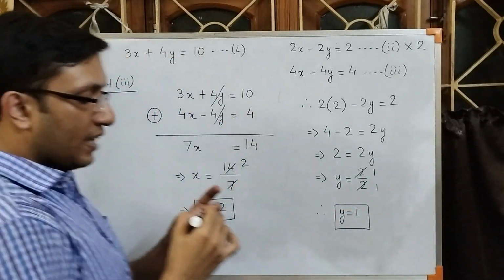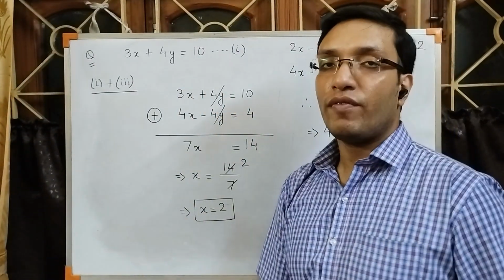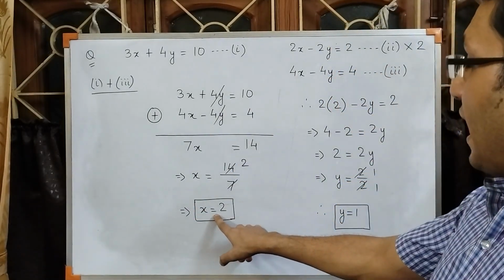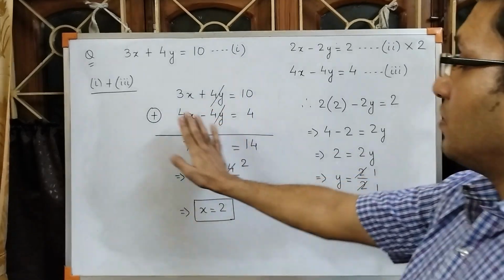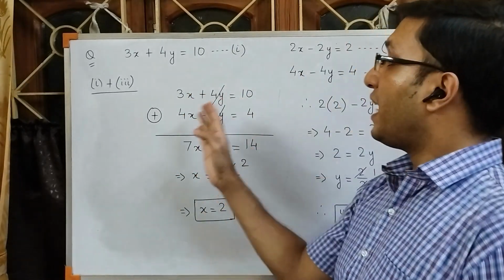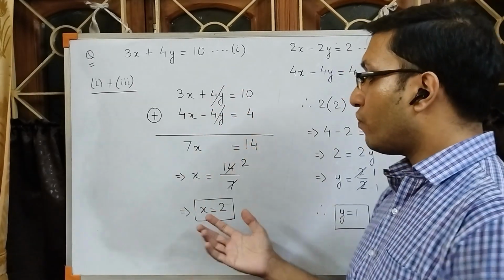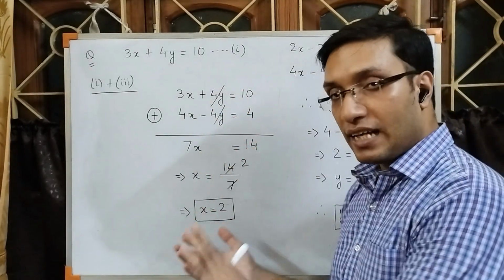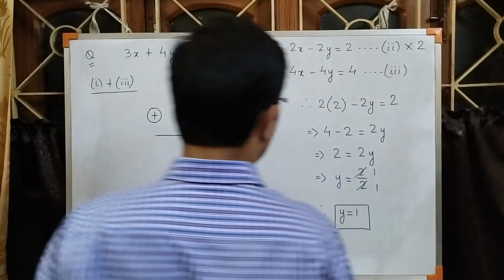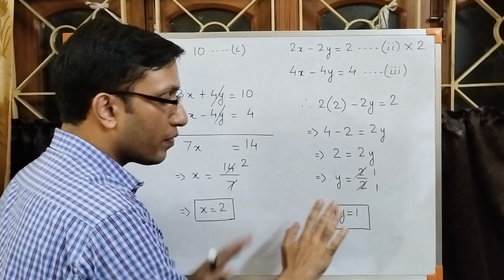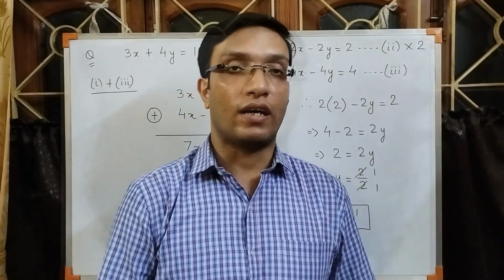So it is not necessary that you always have to eliminate y. You might choose to eliminate x as well, but here I have eliminated y. First I found the value of x as 2 and then I replaced this value of x in equation number 2 and found the value of y as 1. Moving on to our second question.